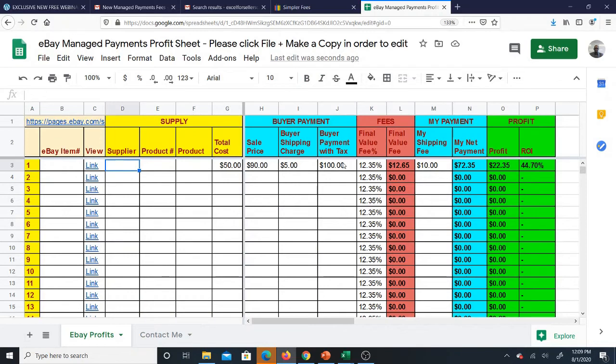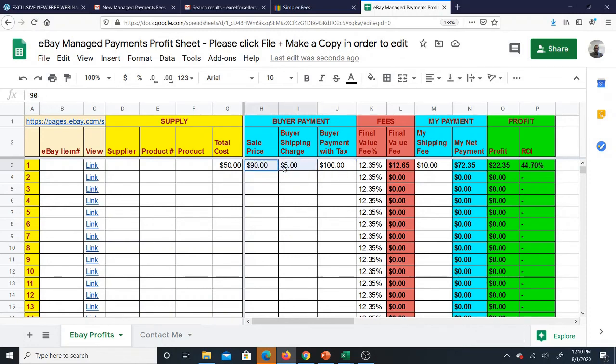Now, one thing I just want to mention again, this buyer payment with tax. This is the buyer's whole payment including tax. eBay should show you that on each order, and just take that number and put it here, because it doesn't matter that the sale price is $90 and that the buyer shipping charge is $5, making $95. It's the buyer payment with tax that they want.